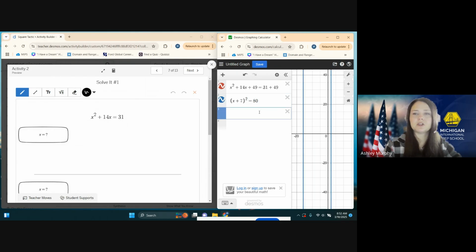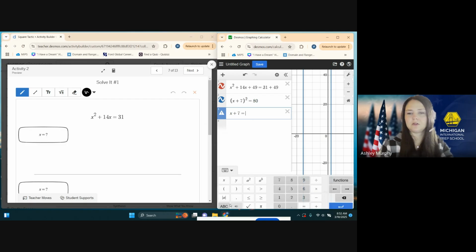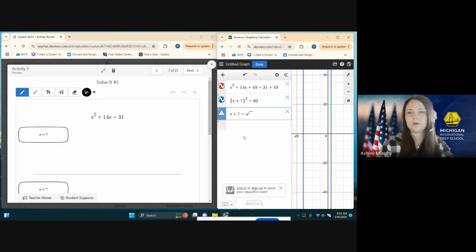Now we're going to take the square root of both sides, so x plus 7. Remember, taking the square root with a power of 2 cancels out. Those are opposite operations. And then I need the square root of the other side. There's a square root button down here, and we need the square root of 80.